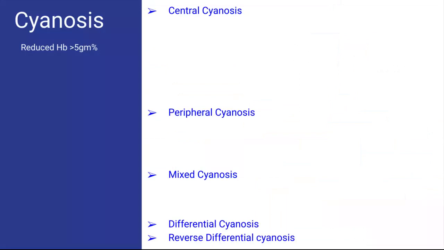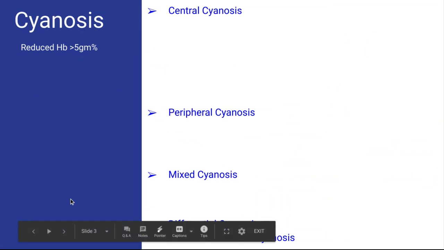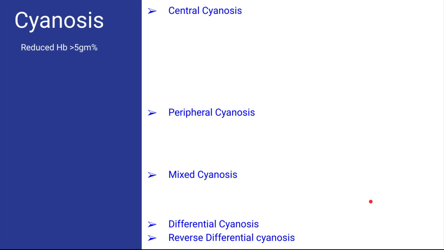It occurs due to more than 5 gram percent of reduced hemoglobin in the blood, or when 30% or more of the total hemoglobin is reduced. And in severe anemia, cyanosis may not be evident because of low hemoglobin. Depending on the mechanism and cause, cyanosis may be divided into central cyanosis, peripheral cyanosis, mixed cyanosis, differential cyanosis and reverse differential cyanosis.